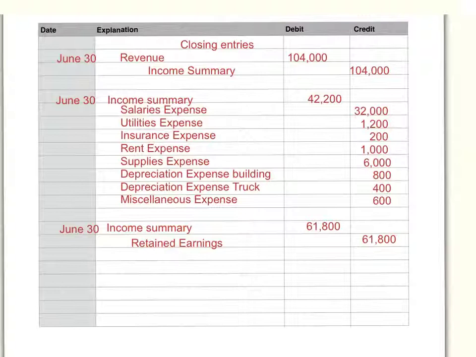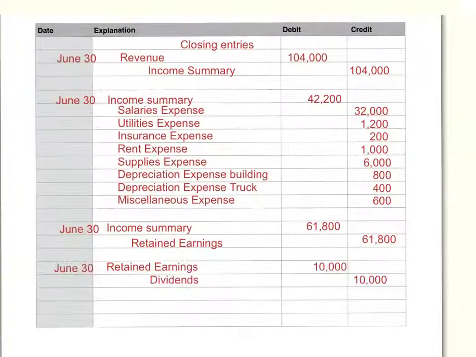There's one more thing, and that is I have to close the dividends account to retained earnings. In my records, dividends have a debit balance, so to close it, I must credit it. And I reduce retained earnings by $10,000. So now these are the closing entries.